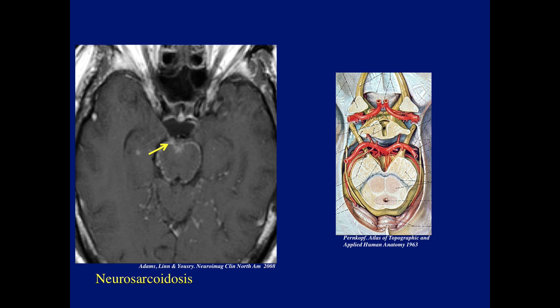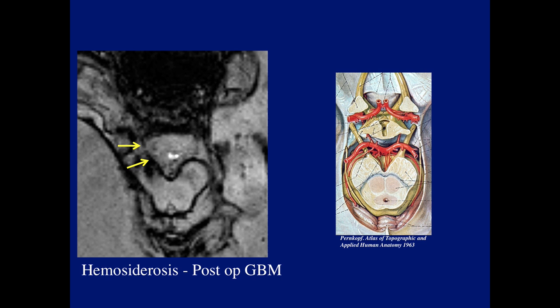And this was the case again that you mentioned, involvement of the interpeduncular fossa here, a little bit of enlarged infundibulum. This was neurosarcoidosis. Another case of neurosarcoid, you can see all the enhancing nodules. So again, a disease that was mentioned in the differential. And of course, I like to always show hemosiderosis, which in this case involved all the cranial nerves. Here we see the third nerve involved by hemosiderosis secondary to extensive bleeding in the surgery of a GBM.